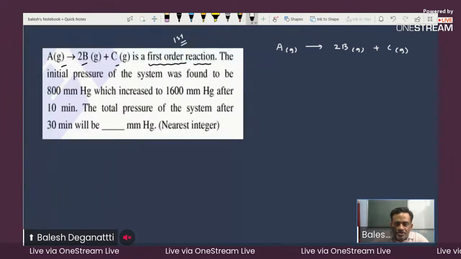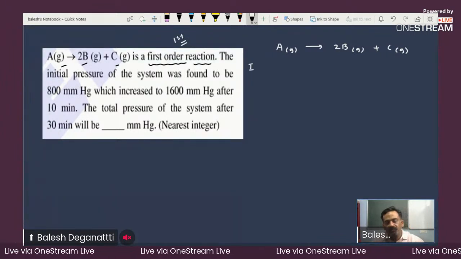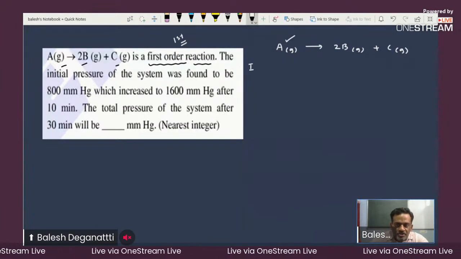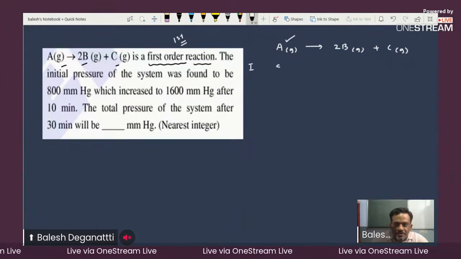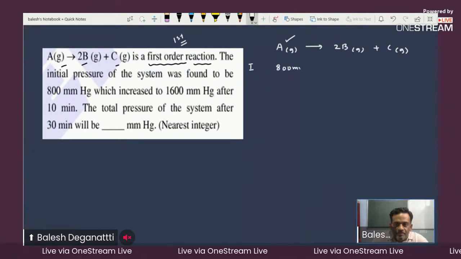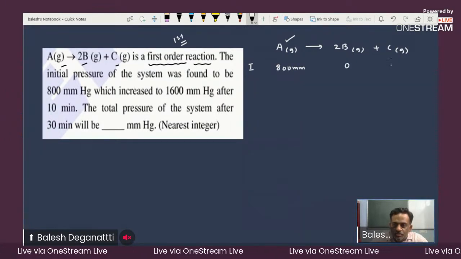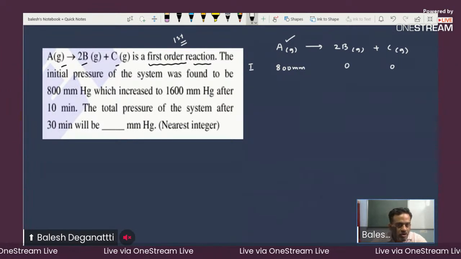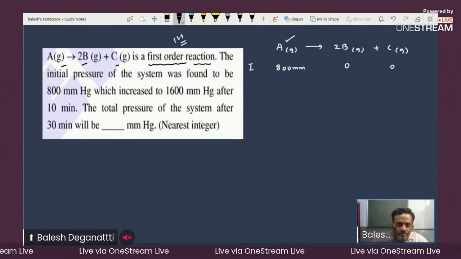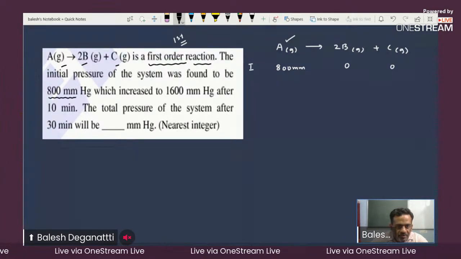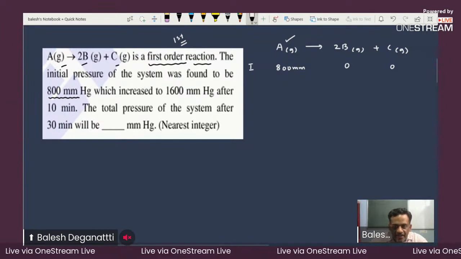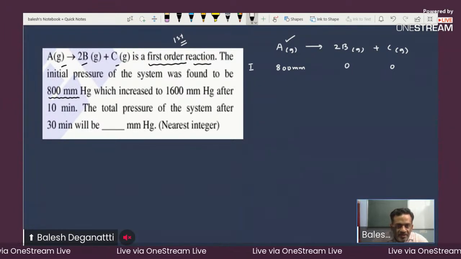The initial pressure, initial means what? Before the reaction begins, I was having only A. So pressure due to A is how much? Initial pressure is about 800 mm. So initially the pressure due to B and C would be 0 because they are products. Initially no products would be formed. So whatever initial pressure they have given, that is the pressure purely by A. Right? Now next sentence.